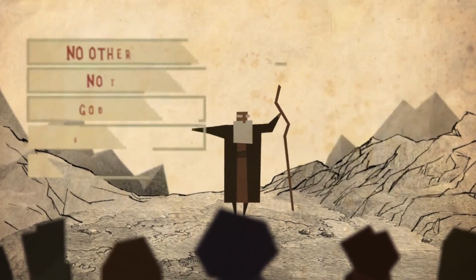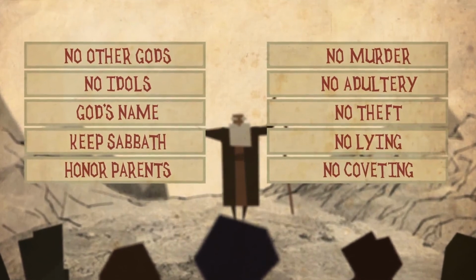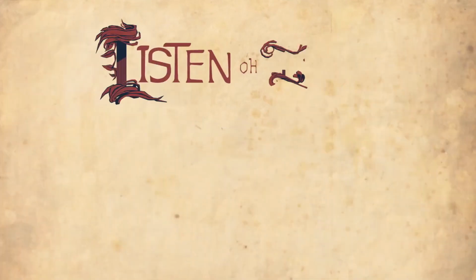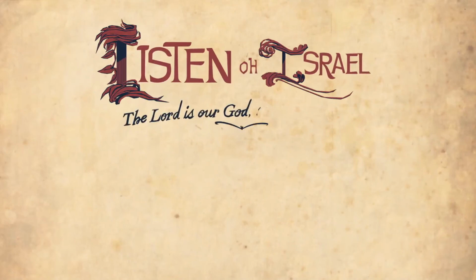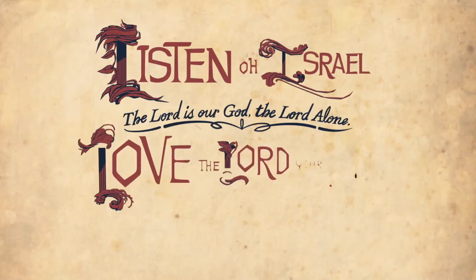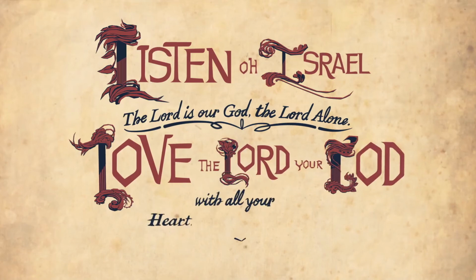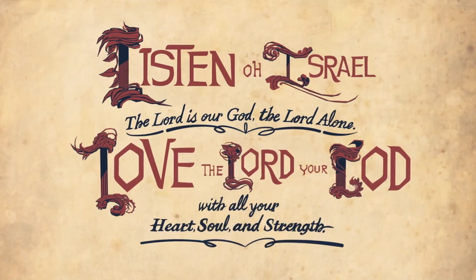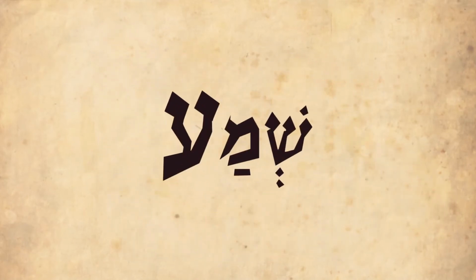So he reminds them of the 10 commandments, like the basics of the covenant, and then he gives them this very famous line. Listen, O Israel, the Lord is our God, the Lord alone. Love the Lord your God with all your heart, with all your soul, and with all your strength. Now, in Jewish tradition, this is called the Shema, because the first Hebrew word in this line is Shema Yisrael. And this became a very important prayer in Judaism, said twice a day.